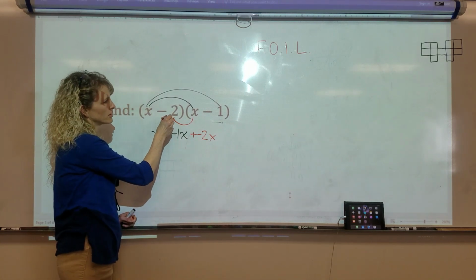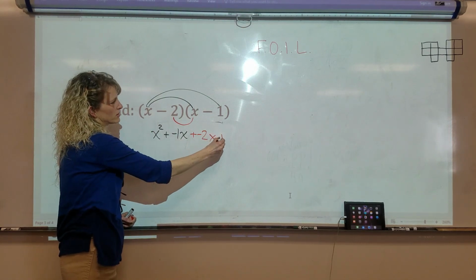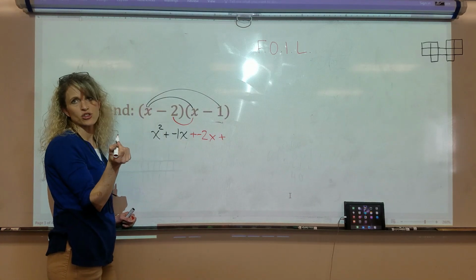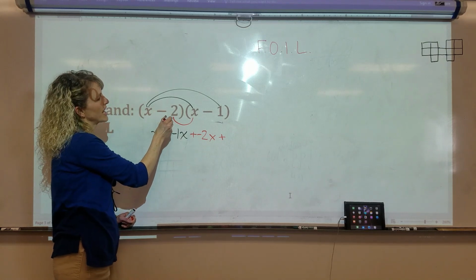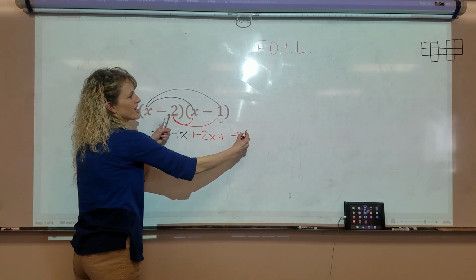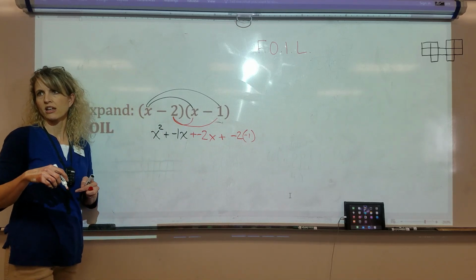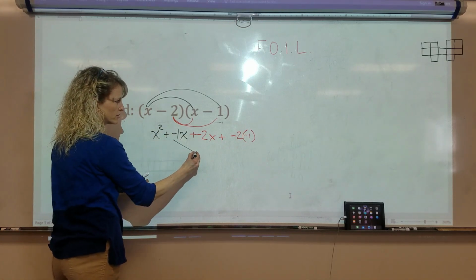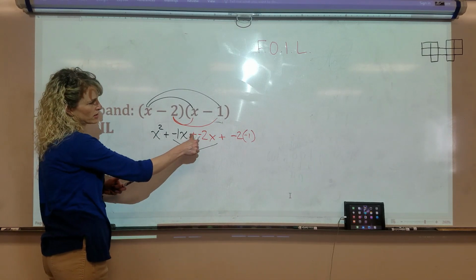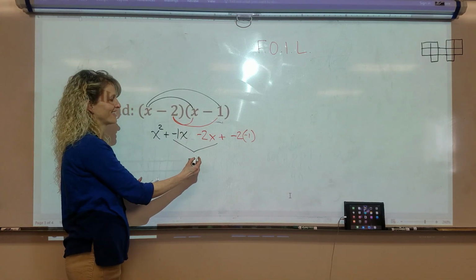And then what? Plus... You're in the last terms, right? Your L for last. So then it's just negative 2 times negative 1. Okay. All right. My next step is simplifying. Addison, help me out. What did you do? So negative 1x and negative 2x go together and get negative 3x.